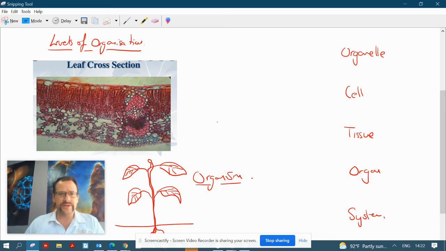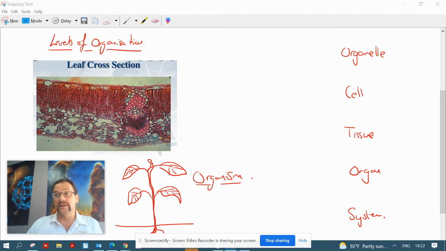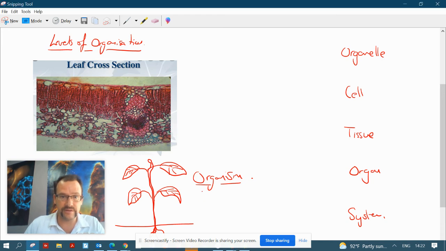Right, and within that organism we have, well, let's define it first, right? So what is an organism? An organism is a living system comprising of a number of different organ systems. With two or more organ systems.